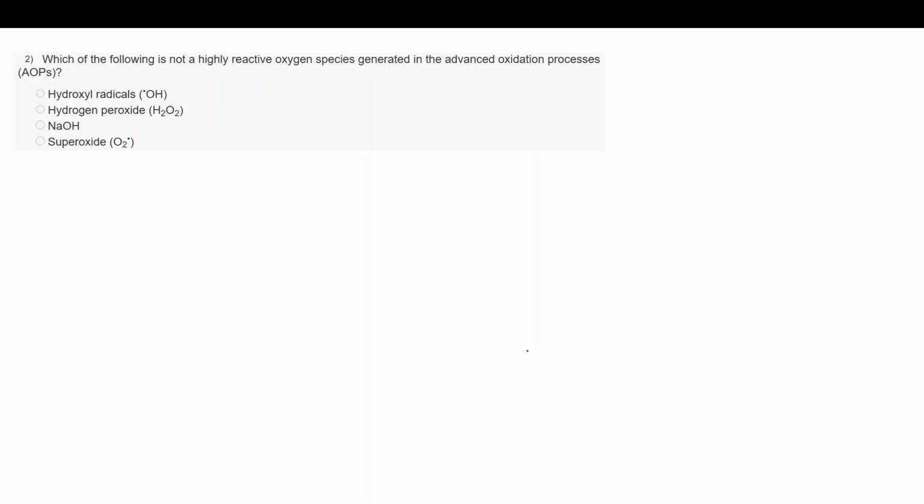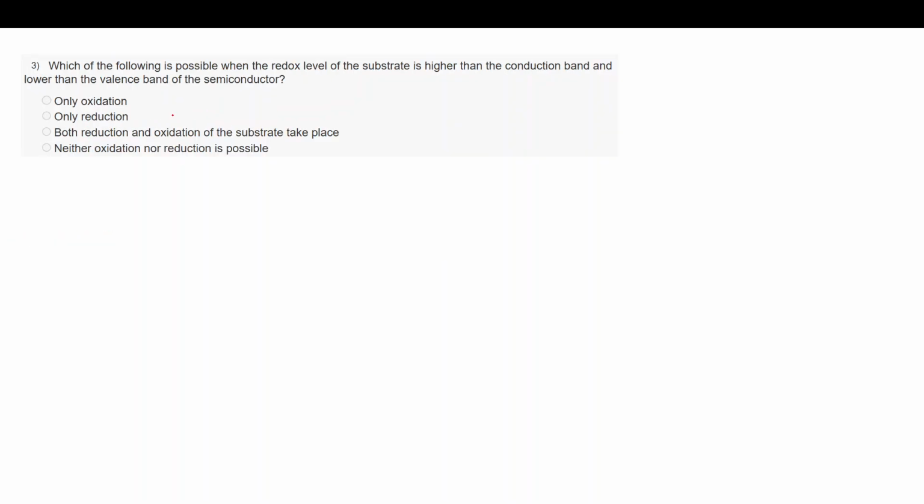Next is, which of the following is not a highly reactive oxygen species generated in advanced oxidation process? So usually you are using radicals or oxidizing agents, and if you look into the options, hydroxyl radical is the most utilized one. Peroxide is also an oxidizing agent, and superoxide is also a radical which can be used as an oxidizing agent. And NaOH is not an oxidizing agent, it is a base. So NaOH is the answer for this question.